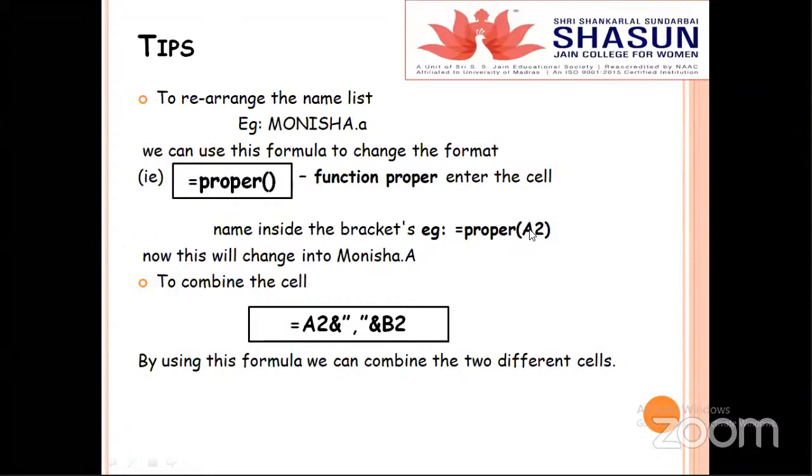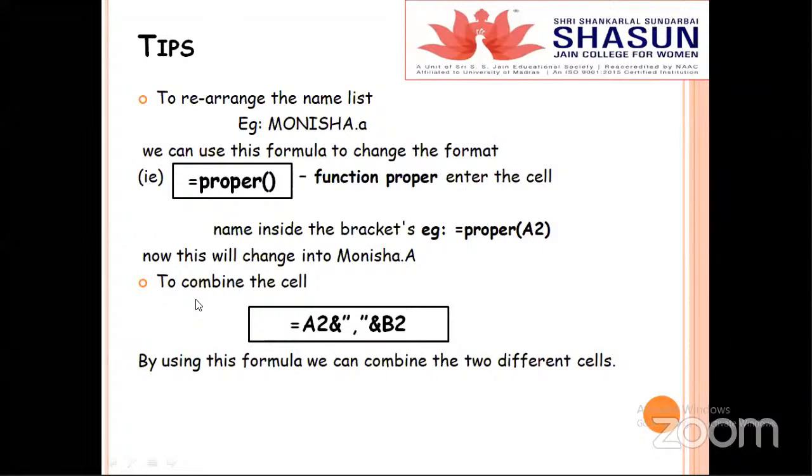Inside the brackets, you have to give the cell name. For example, I have given A2. If you have selected some cell like B2 or C2 or anything, now just press enter. The use of the equal to PROPER function is that it changes the first letter of the text to uppercase and all other letters to lowercase. This is the use of the PROPER function.